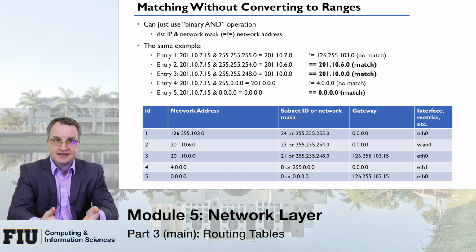And in this case, it's 715. We binary AND it with 255.255.254.0 because it corresponds to /23. And in this case, I hope you know how you get to this point. You will get 201.10.6.0. That's how I got it, and I hope you can prove me if I'm wrong. You can clarify this. And so this is a match.